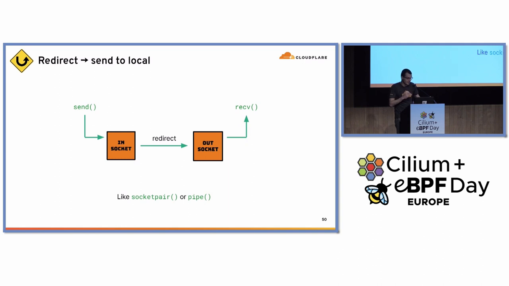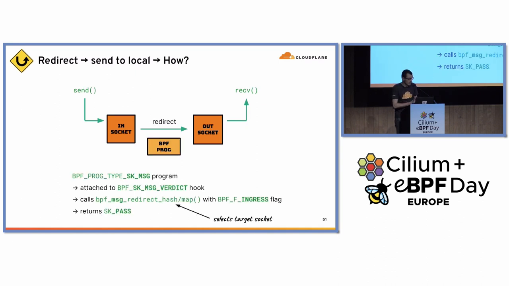If you're familiar with other mechanisms for splicing sockets, this is similar to creating a socket pair, or if we move away from sockets, it's like a pipe. How do we set it up with Sockmap? Well, we'll have this BPF program in between that will be doing the redirecting, and this will be an SK message BPF program that we attach to the SK message verdict hook. That program will call a helper, which will select a socket, our output socket. In addition, we need to set an ingress flag on the helper.